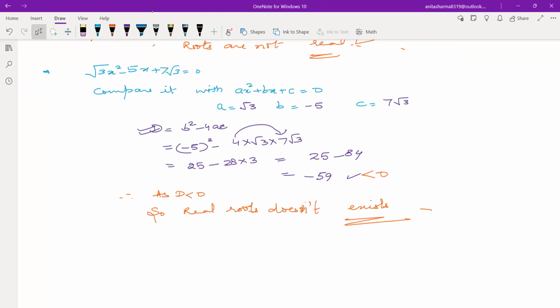So if roots will be real, if we have got value of D as 0 or value of D as positive, then you can apply quadratic formula also. Or you can split the middle term also. So by any one of the methods, you can find the solution. Clear? Yes, ma'am.